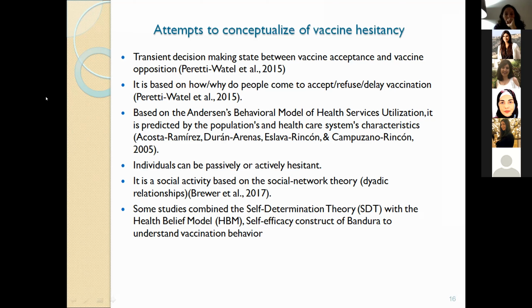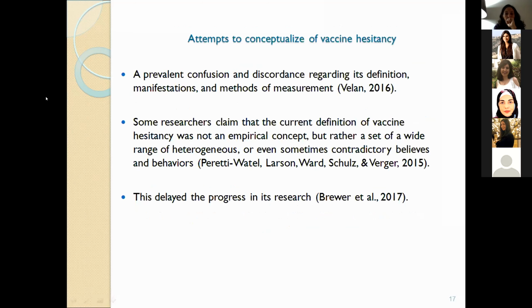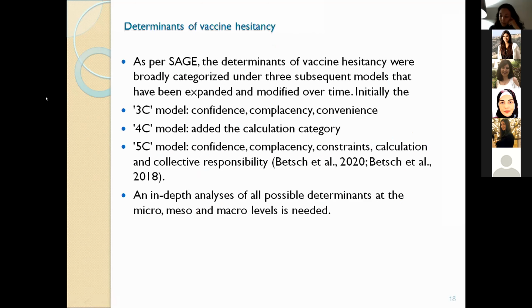Then a lot of studies came after. They followed the self-determination theory, health belief model, self-efficacy concept of Bandura, etc. Villan in 2016 admitted that there was a prevalent confusion and discordance regarding its definition, manifestation, and method of measurement. Some researchers claim that the current definition of vaccine hesitancy was not an empirical concept, but a wide range of heterogeneous or sometimes contradictory beliefs and behaviors. And all of this confusion delayed the progress in the research on vaccine hesitancy.